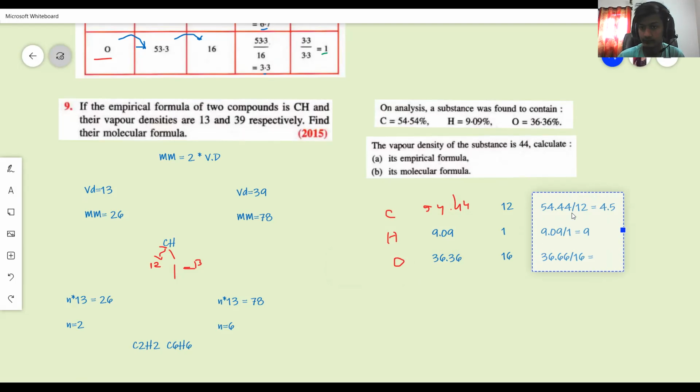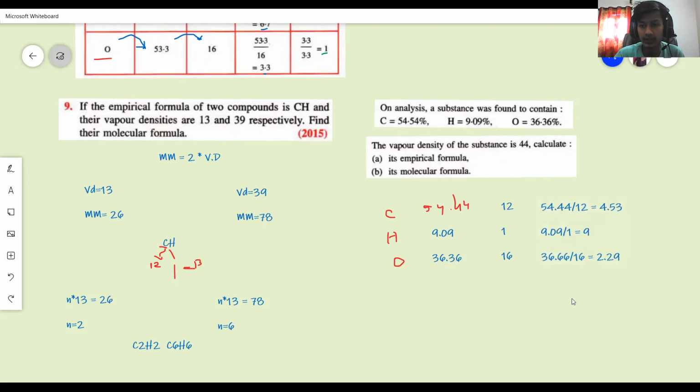This will give 9.09, and 16 twos are 32. I'll calculate the exact values. 36.36 divided by 16 will give 2.29, yeah, 2.29. And 54.54 by 12 will give 4.53. So I was approximately correct.